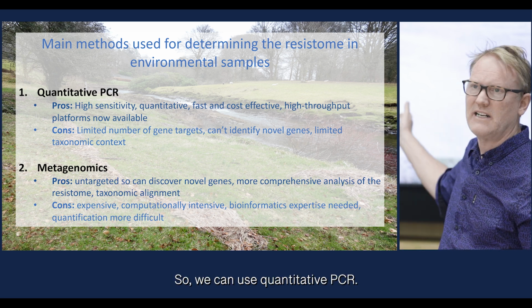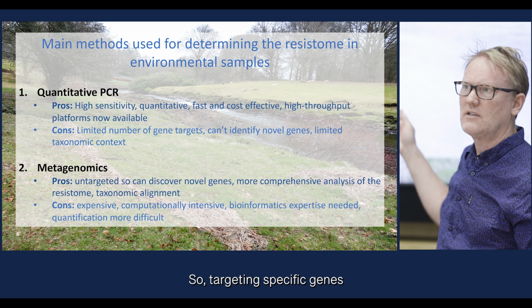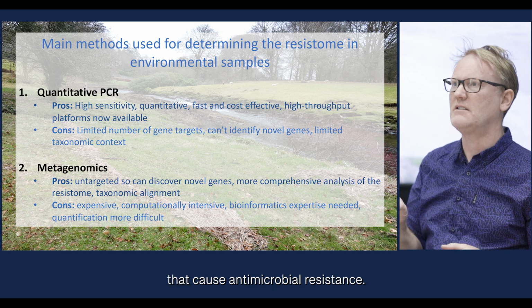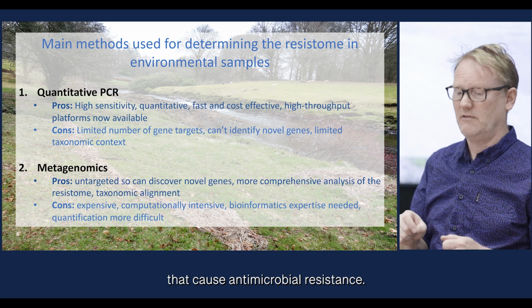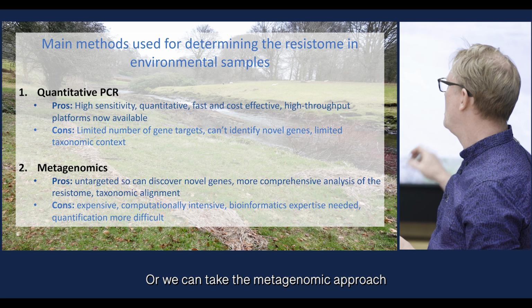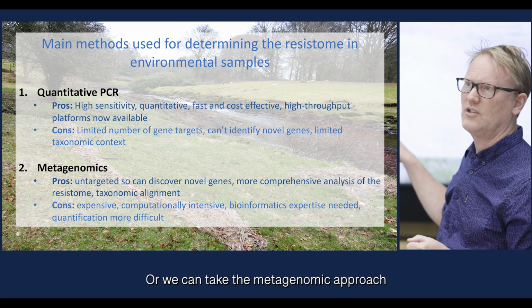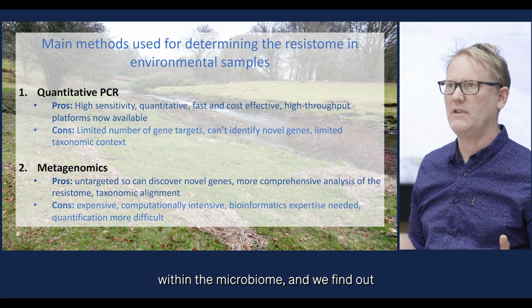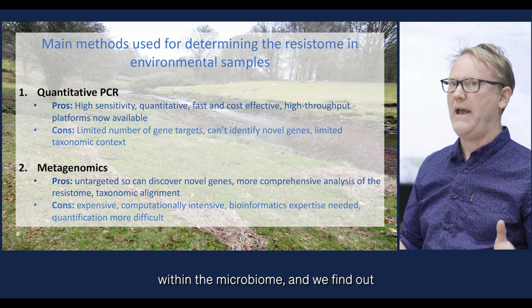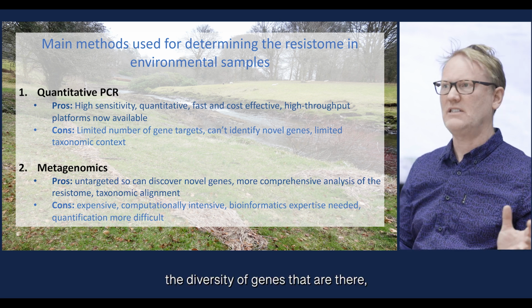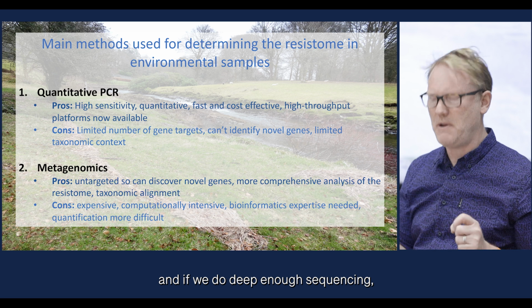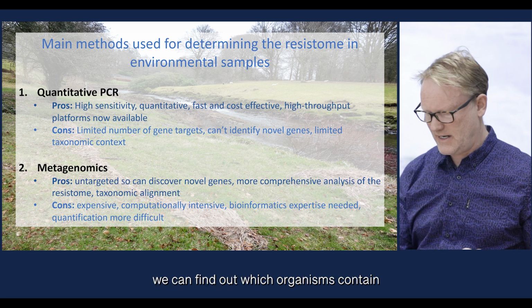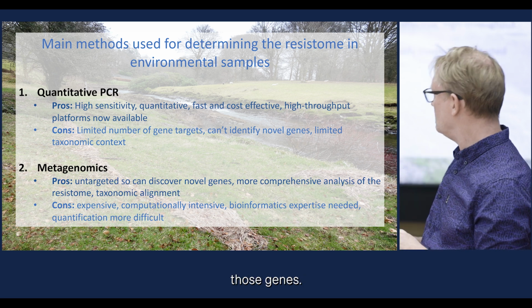So we can use quantitative PCR, targeting specific genes that cause antimicrobial resistance, or we can take the metagenomic approach, where we sample all of the genetic material, or a big proportion of it, within the microbiome and find out the diversity of genes that are there. And if we do deep enough sequencing, we can find out which organisms contain those genes.